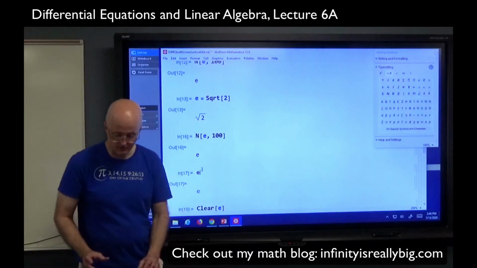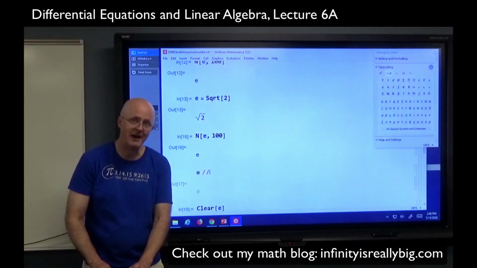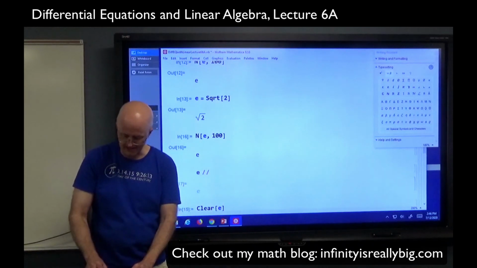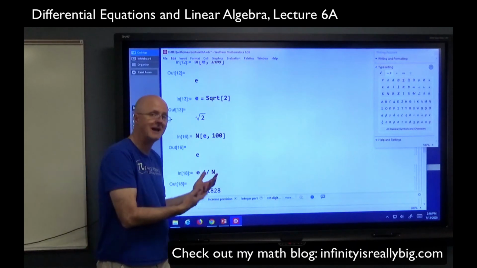There is a shortcut to do functions in Mathematica called postfix notation. I can apply the function capital N. Instead of using square brackets, I can put it at the end with 2 slashes like that. That will also approximate. That's another way to apply the function N.